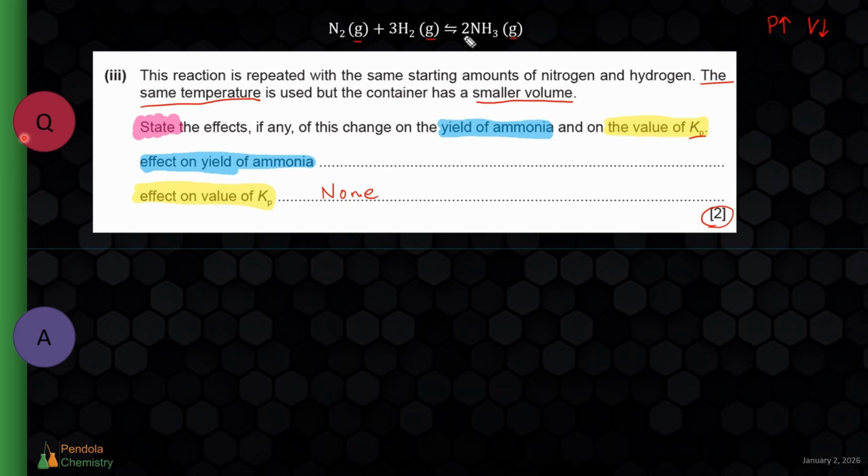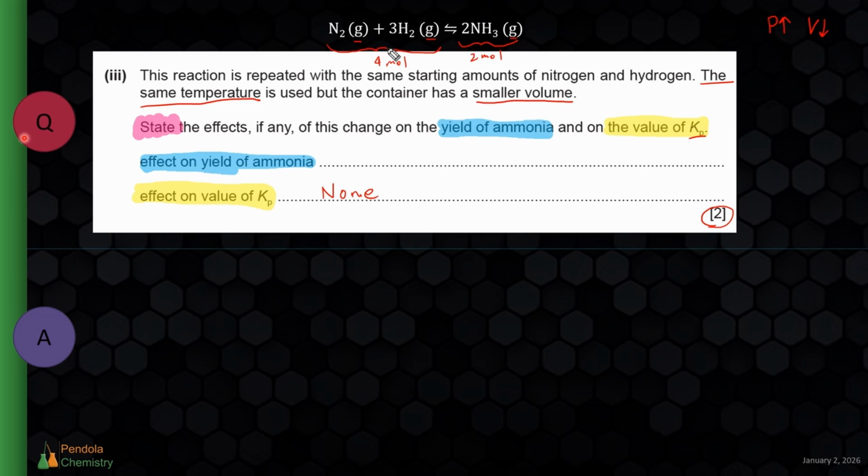In this particular reaction, we have 2 moles of gas on the product side and 4 moles of gas on the reactant side. There are more gas moles in the reactants than there are in the products. So when pressure increases, Le Chatelier's principle says the equilibrium is going to shift to counteract the change. So we're going to shift the equilibrium to get fewer moles, or less pressure. How do we get less pressure? We shift the equilibrium to the side with fewer moles of gas.